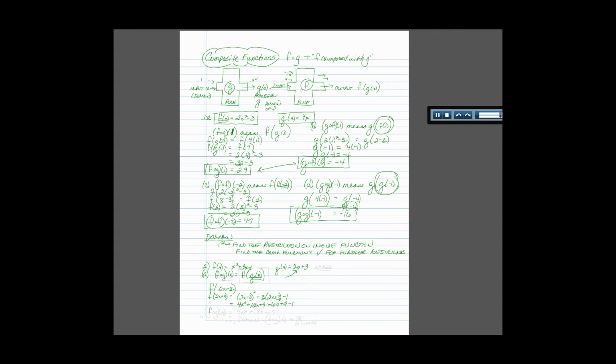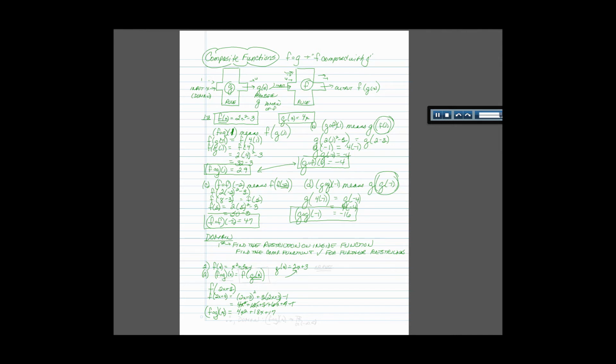Combine like terms, and we will get f of g of x is equal to 4x squared plus 12x and 6x, which is 18x, plus 9 and 9 is 18, minus 1 is 17, plus 17.